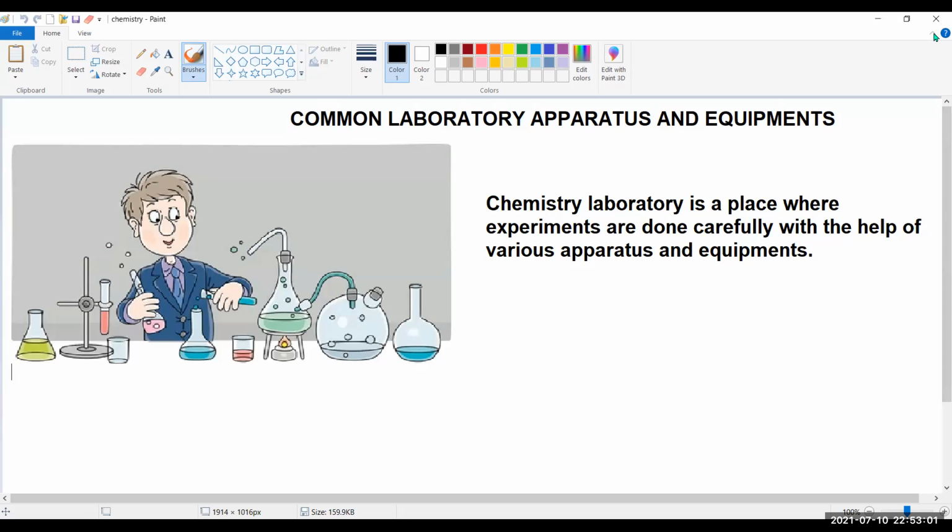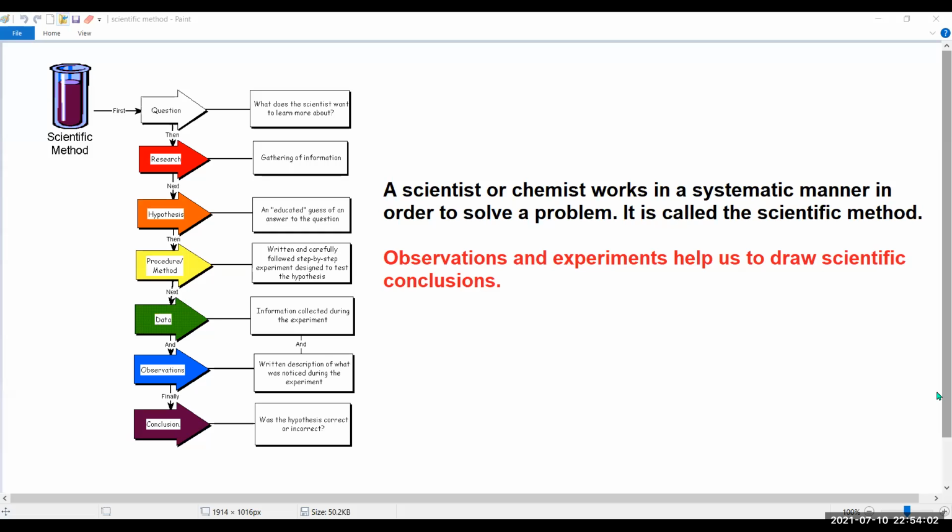Chemistry laboratory is a place where experiments are done carefully with the help of various apparatus and equipments. A scientist or a chemist works in a systematic manner in order to solve a problem. It is called the scientific method. It involves the following steps. The first step is identifying a problem.